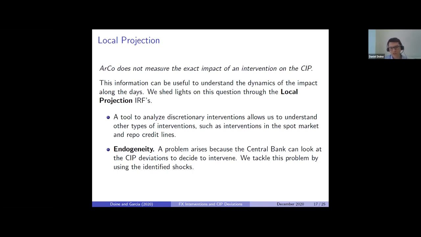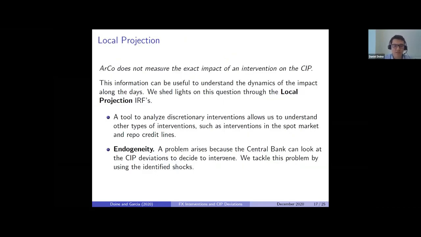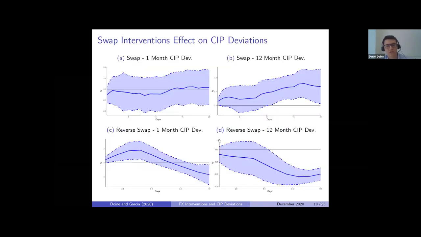And to circumvent this problem, we basically tackle this using identified shocks, right? So our hypothesis here is simple: the central bank uses the interventions, and the interventions affect the CIP deviations through the capital flow. So it's a matter of liquidity here, and this is how we think we can use it directly in a straightforward way, with the interventions explaining the CIP deviations in the equations, right?